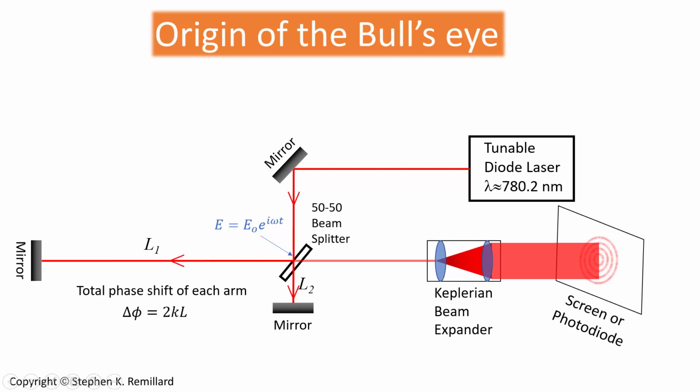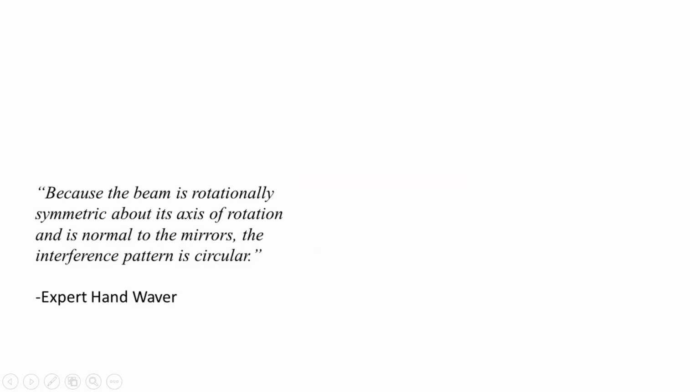The reason why I'm making this video is because I've never really found satisfying explanations in textbooks for why a Michelson interferometer has a bullseye pattern for an interference fringe. Sometimes you find these hand-wavy statements such as the beam is rotationally symmetric about its axis, therefore it has to be a round interference pattern.